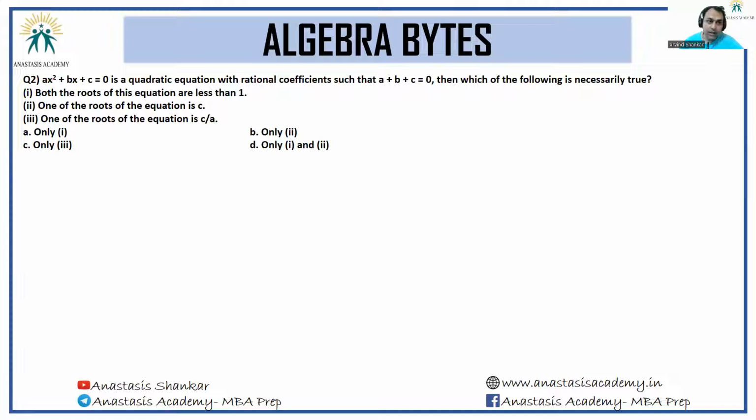Next. Ax square plus bx plus c is a quadratic equation with rational coefficients such that a plus b plus c is equal to 0. Then which of the following is necessarily true?